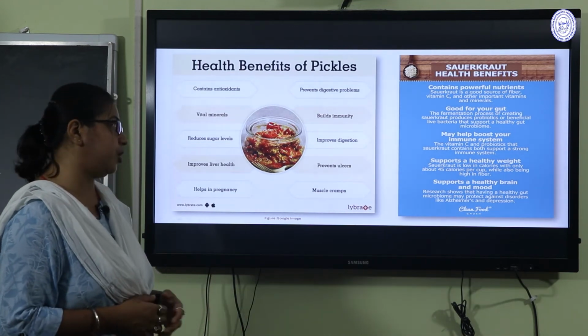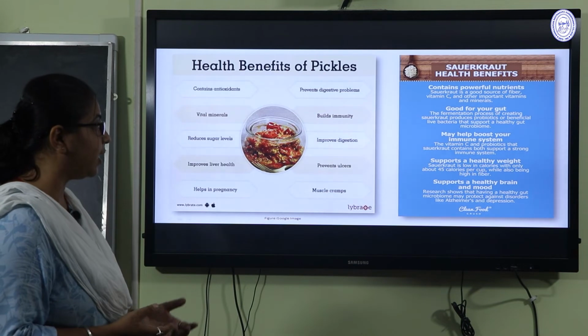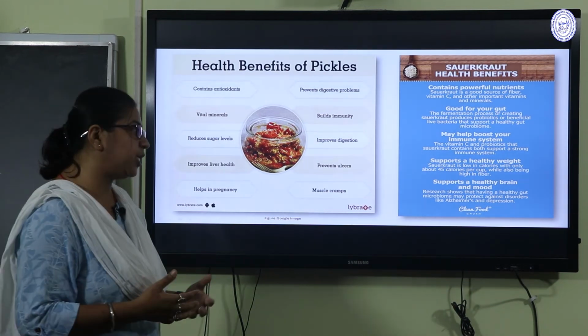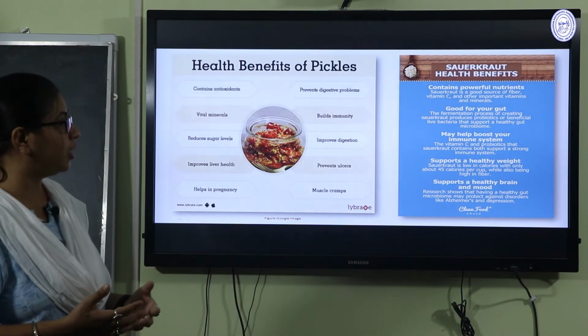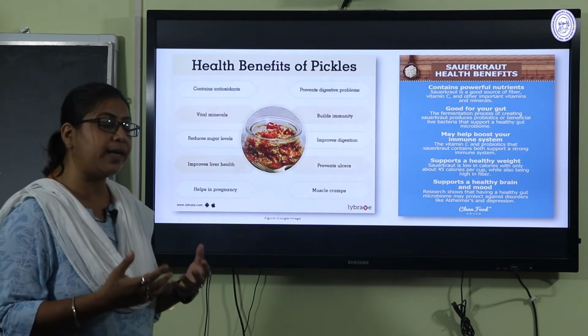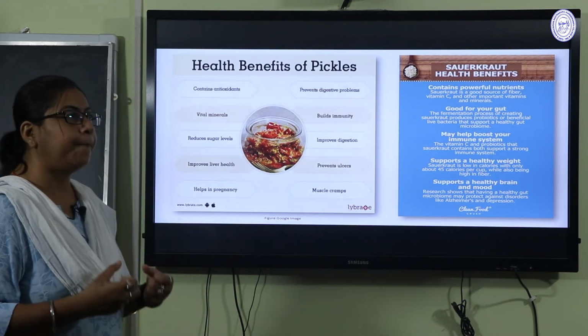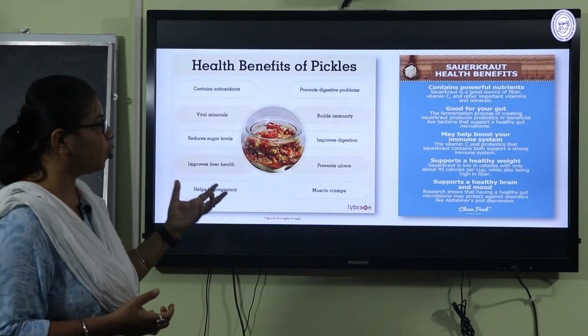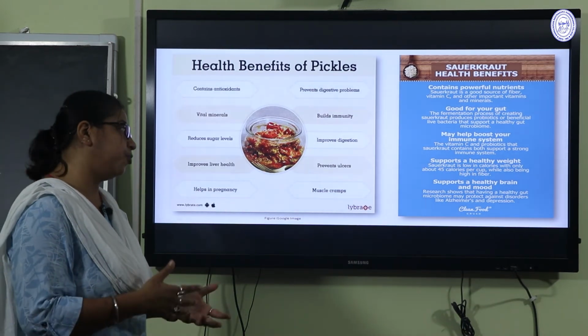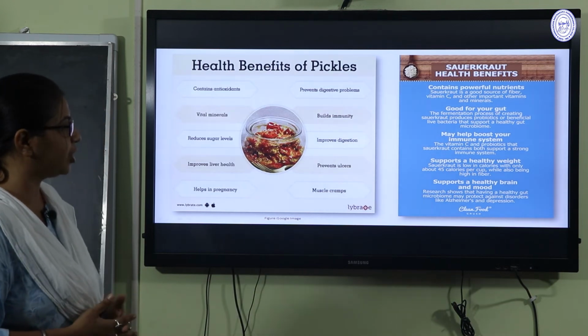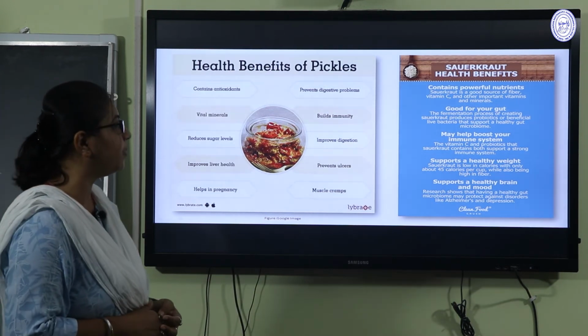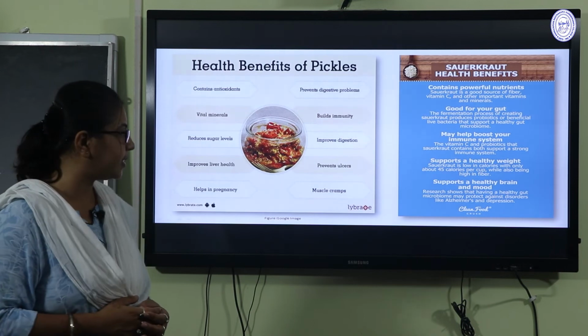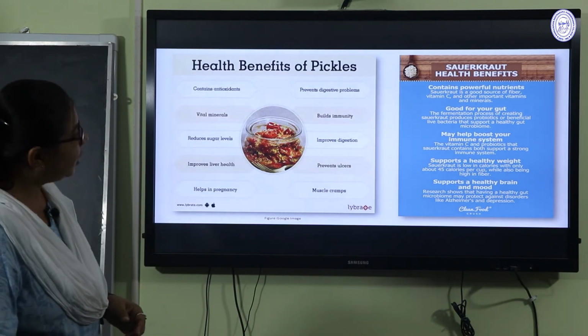It may also boost our immune system, because vitamin C and probiotics are very helpful in boosting our immune system. It supports healthy weight management, so taking sauerkraut in our daily diet can help with weight management. It also supports healthy brain and mood functioning. Research shows that having a healthy gut microbiome may protect against disorders like Alzheimer's and depression.